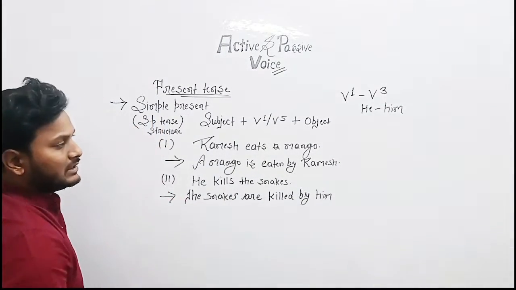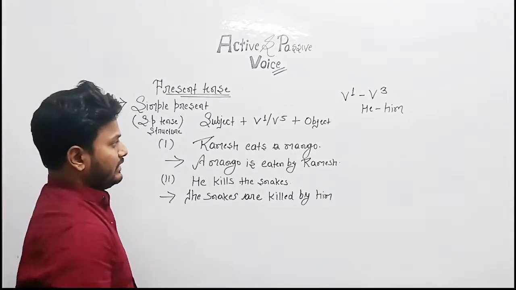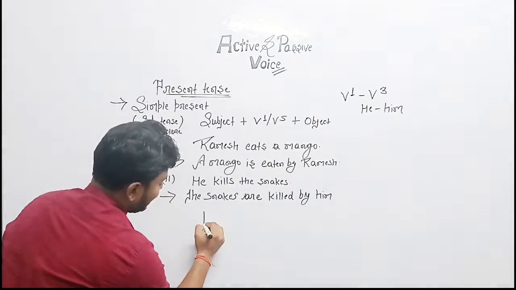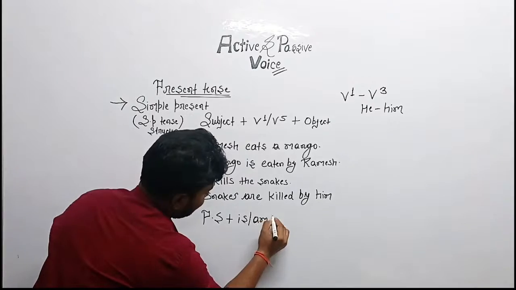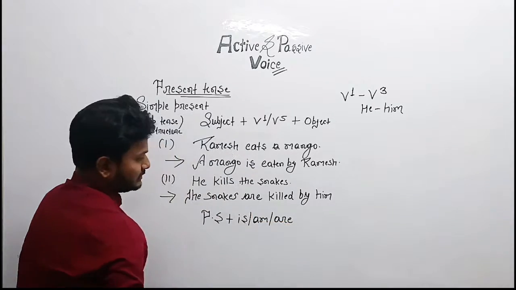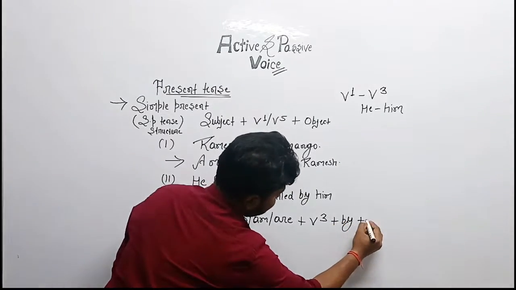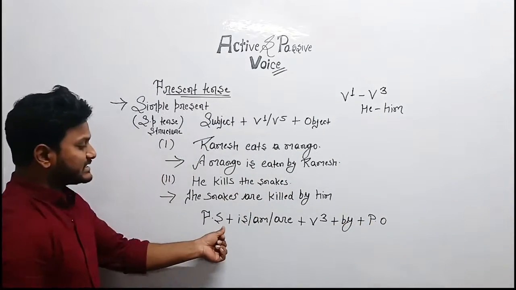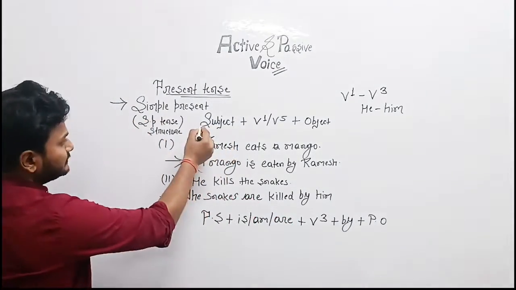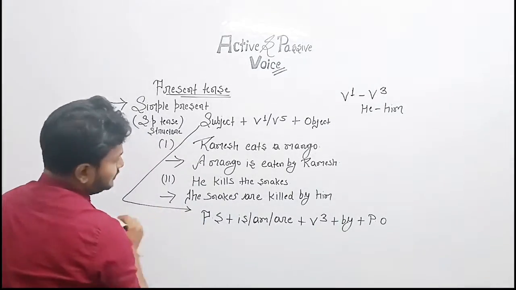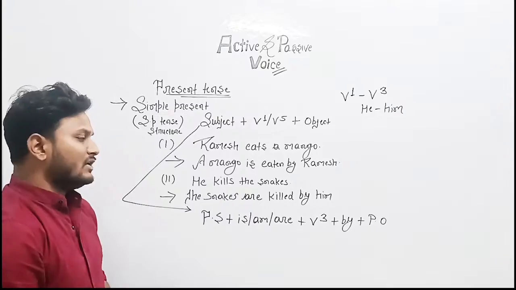So this is the structure. Let me write the rule also so that you can understand it in a very easy way. The rule is: passive subject plus is, am, or are according to the passive subject. After that we have verb 3, then by, then passive object. PS stands for passive subject and PO stands for passive object. This is the structure of simple present tense and this is the rule to change it into passive voice.